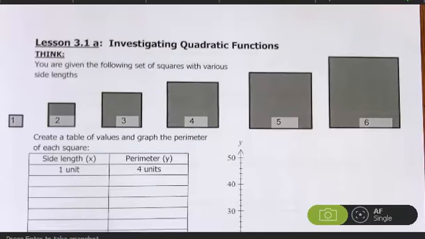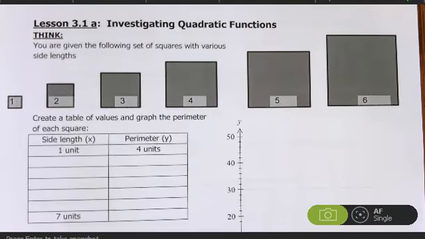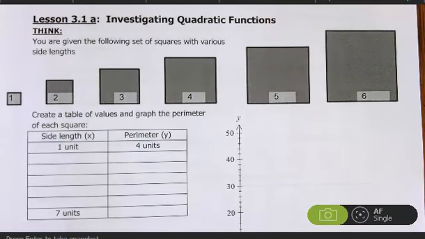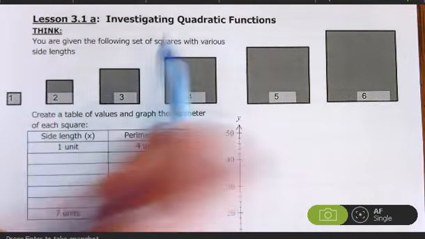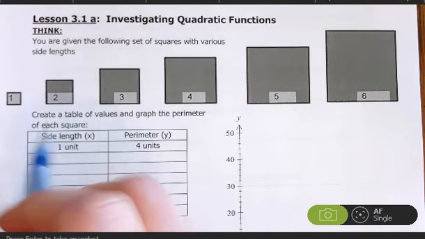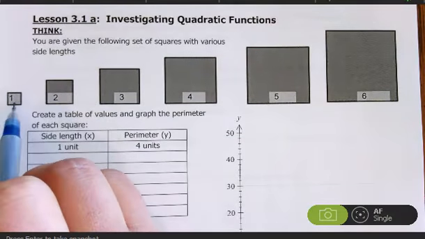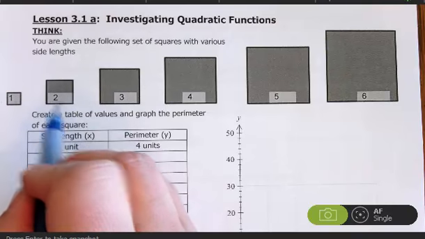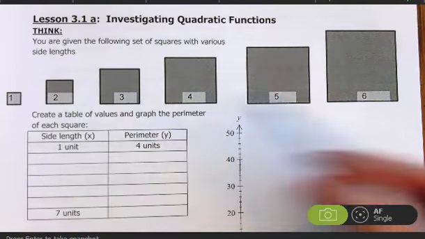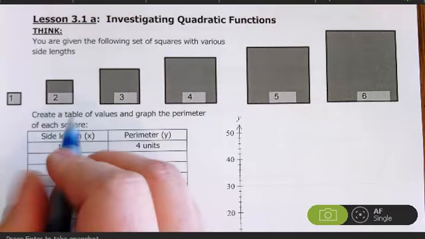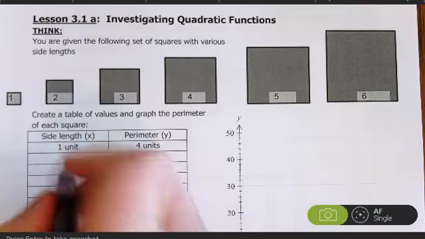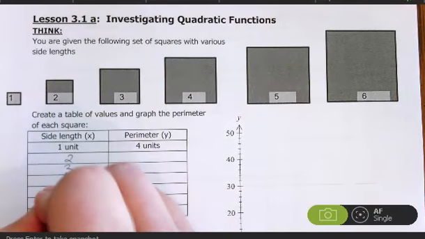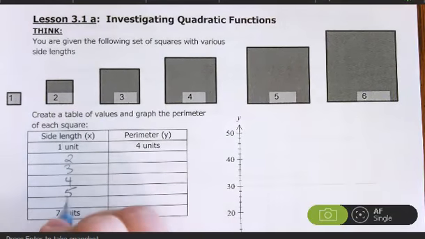The first question I want to look at is just investigating quadratic functions. First of all, I want you to think about this problem here. You're given a set of squares, and they have different side lengths. This square is 1 by 1. This is 2 by 2. This is 3 by 3, and so on. Let's record the side lengths of each square on this side. So we've got 2, 3, 4, 5, 6, and 7 units here.